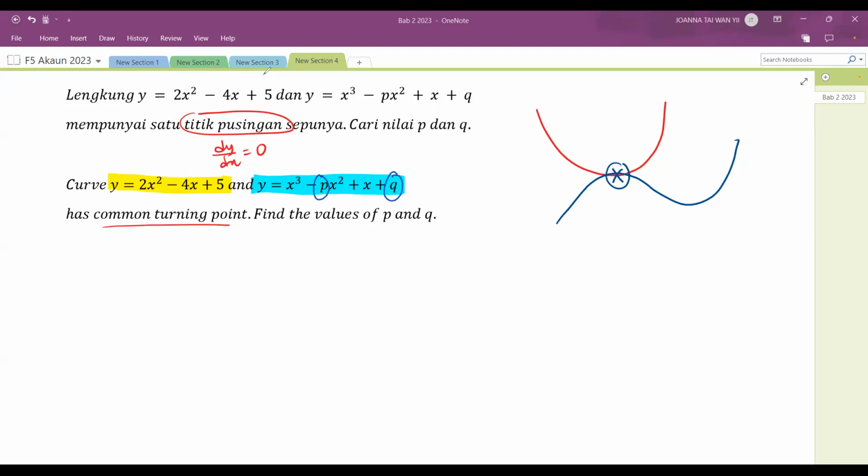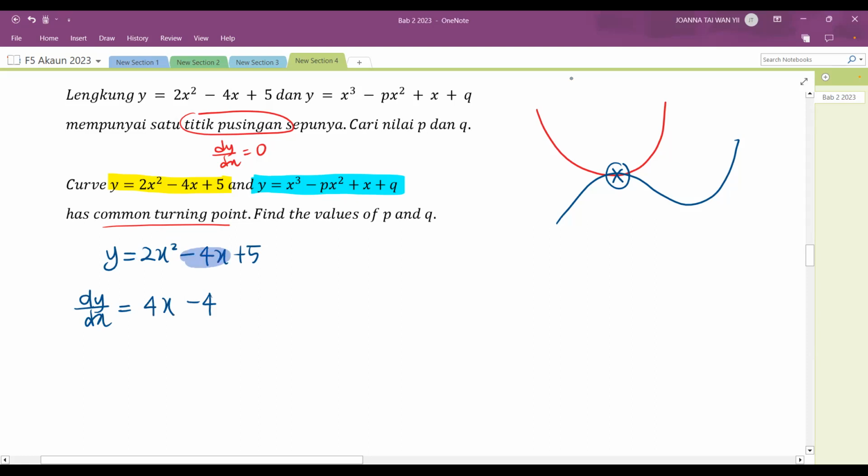Ini ada p, ini ada q kan? So kita tak guna ni. We want everything numbers first. Semua nombor senang sikit. So kita buat dy/dx dulu. Okay, what is dy/dx? 2x squared, number times power, 4. x squared becomes x. Then negative 4x jadi apa? Minus 4. 5, no more. Okay, dy/dx kosong. Cari apakah dia punya x. 4x is 4, 1x is 1.